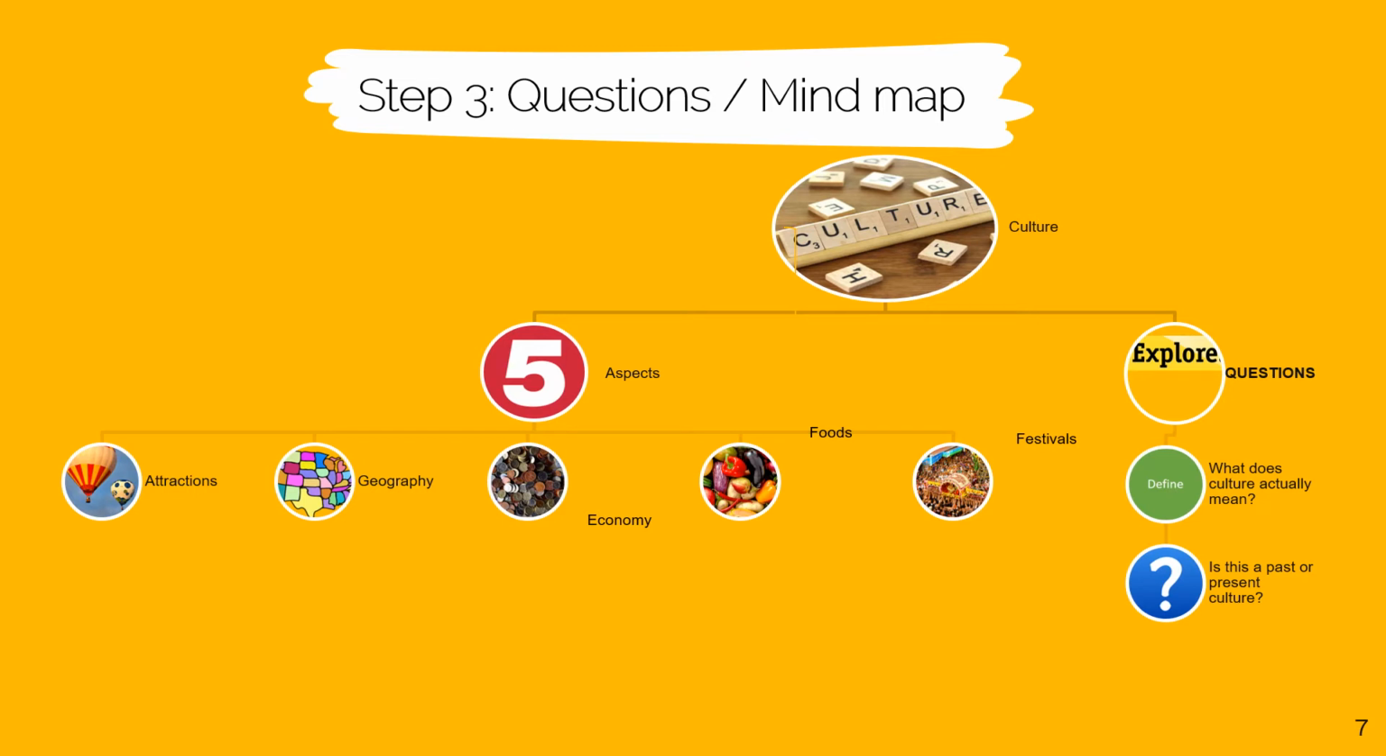So looking at the left of this slide, I'm pretending I'm a student, and I was thinking about the 5 aspects of culture that I might look at. So I've got on the left, tourist attractions, geography, the economy, foods and festivals. So that's sort of what I went with.